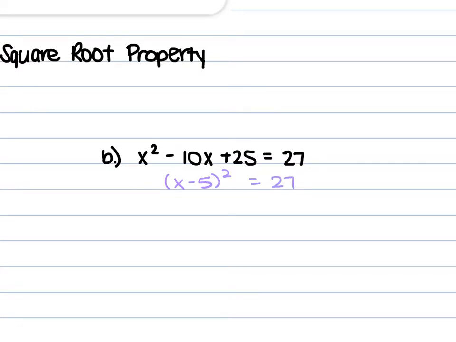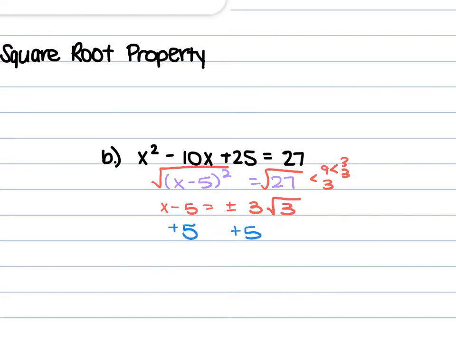So from here, we can take the square root of both sides, and we're going to have x minus 5 is equal to plus or minus the square root of 27, which the 27 is 3 and 9. The 9 is 3 and 3, so this is plus or minus 3 square root 3. We're going to move that 5 over by adding it to both sides, and this is going to give us x is equal to 5 plus or minus 3 square root 3.